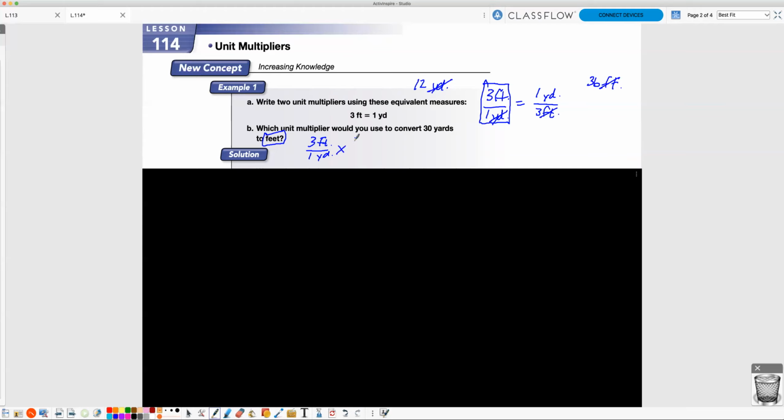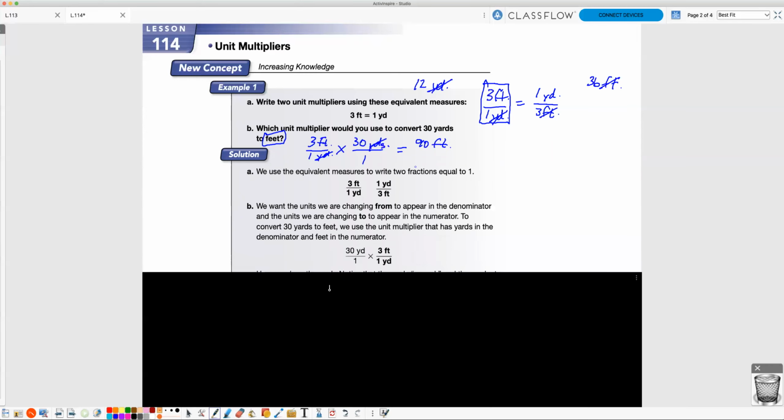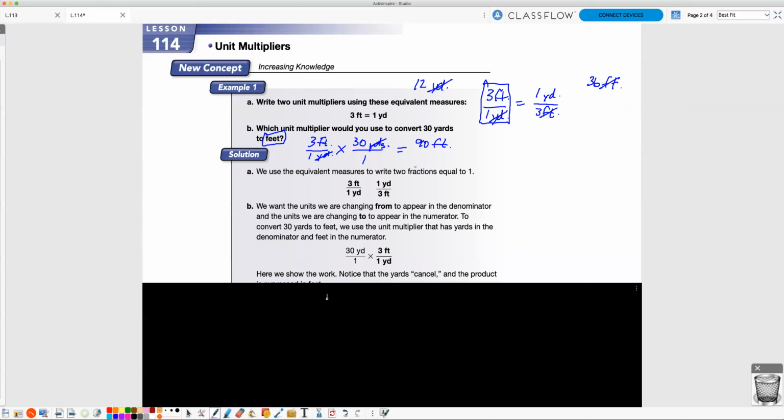So if I was going to multiply it by 30 yards, I see that this would be 30 over 1. Yards cancels out yards, and then I would be left with 3 times 30, which would be 90 feet. So that's what I would do. You can use the equivalent measures to write two fractions equal to 1. So remember, this was equal to 1. 3 feet divided by 1 yard is the same as 1, and 1 yard divided by 3 feet also equals 1.